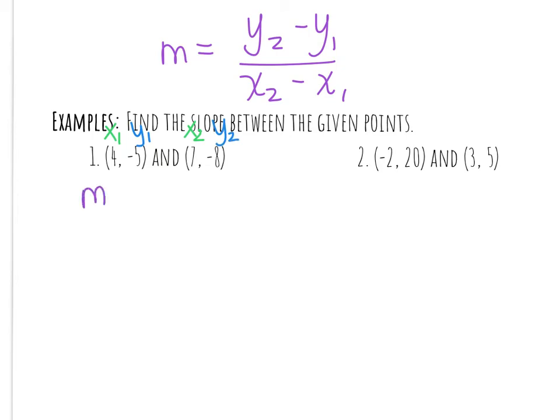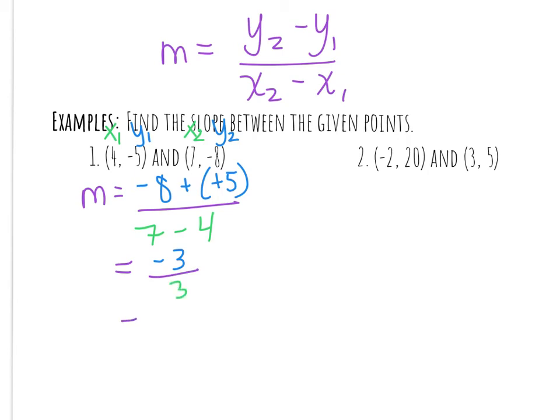So to calculate my slope, I'm going to do y2, which is -8, minus y1, which is -5, over x2, which is 7, minus x1, which is 4, which gives me -8 minus -5, I can write as -8 plus 5, giving me -3 over 7 minus 4 is 3. -3 divided by 3 gives me -1. So the slope of my line is -1.